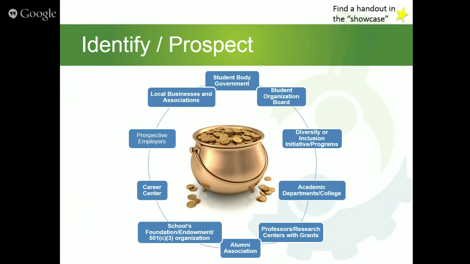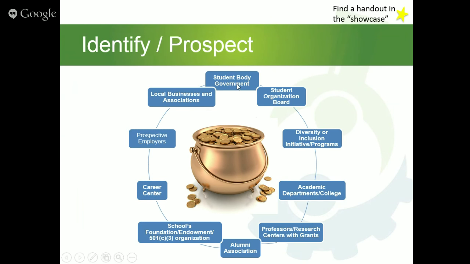So when we get into our research phase, or our identification and prospect phase, I have this slide for you here that lists some different pots of money, if you will. Notice in the upper right-hand corner we have Find a Handout in the showcase. If you go to that showcase function that Matt was referring to, you'll find a document called Funding Sources. This document was put together by our executive director, Mr. Con Vu, and it lists detailed different academic departments and how they may or may not apply to funding for your chapter.